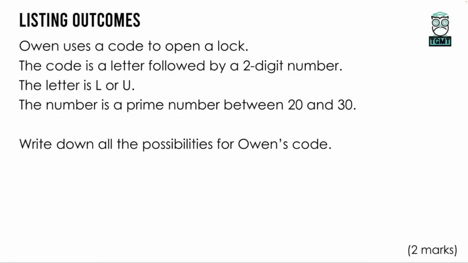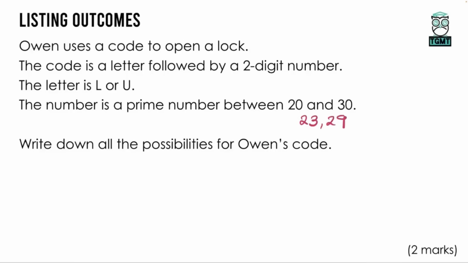So the prime numbers between 20 and 30, we just need to think about the odd numbers between 20 and 30 that don't divide by anything. So 21 divides by 7 and 3. 23 doesn't divide by anything, that's prime. 25 divides by 5. 27 divides by 9, and then we have 29. So we only have a few numbers that are prime between 20 and 30.